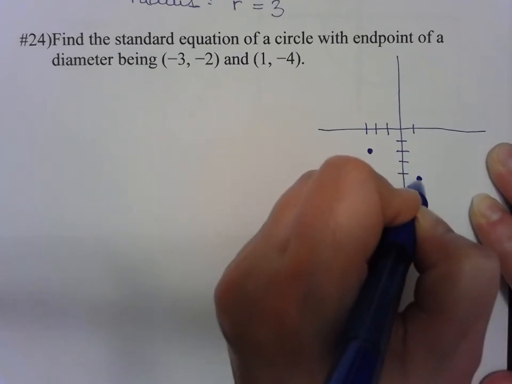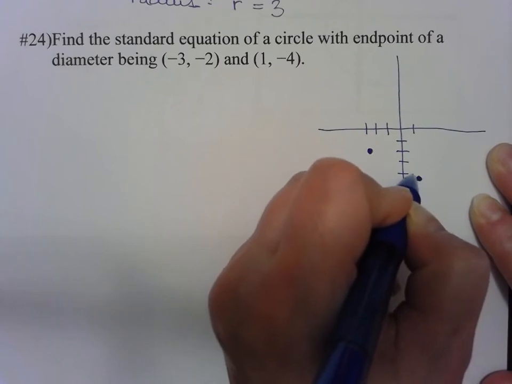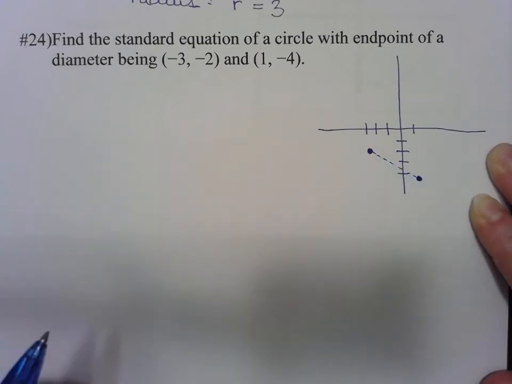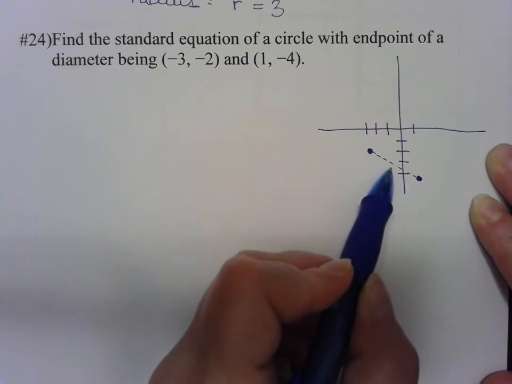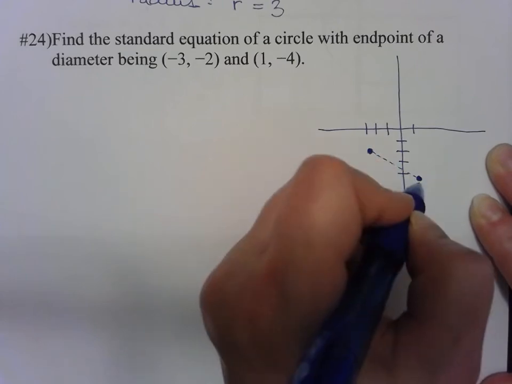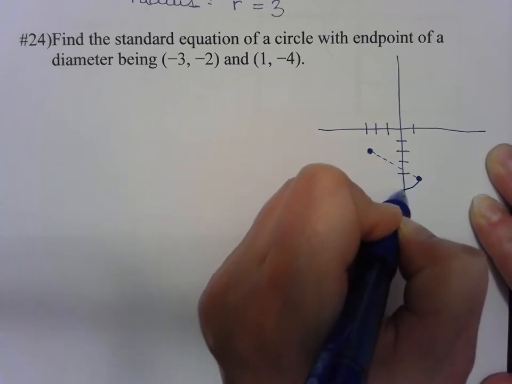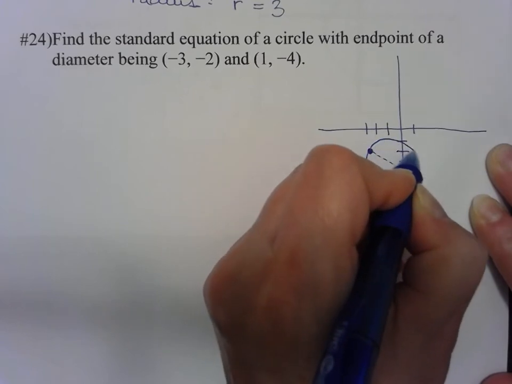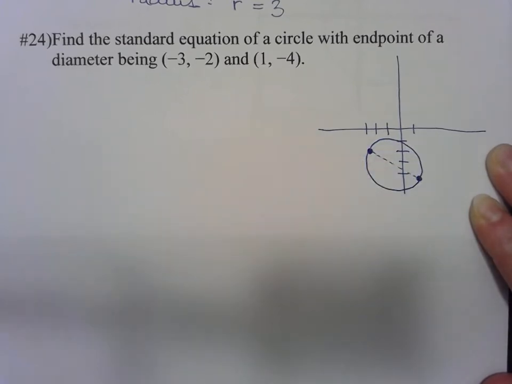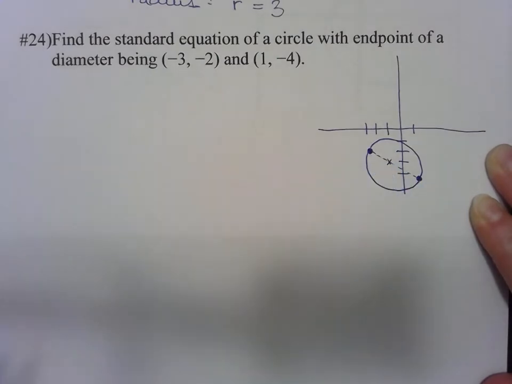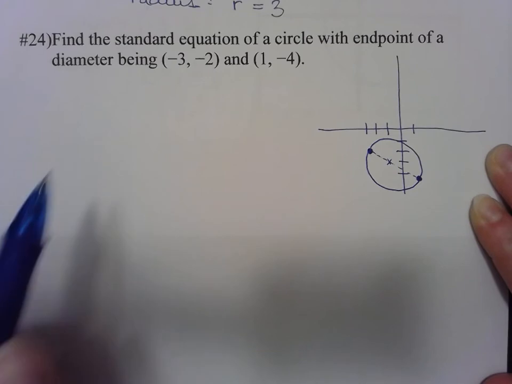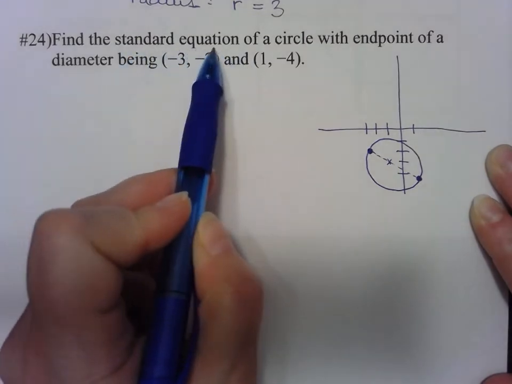These are endpoints of a diameter, which means the diameter is a segment that goes from one end of the circle through the center to the other end of the circle. And so it's two radiuses together. So we could think about a picture that looks sort of like that. Somewhere in between these 2 points is going to be the center. Okay, so we will need to find the center and the radius so that we're able to build this standard equation.